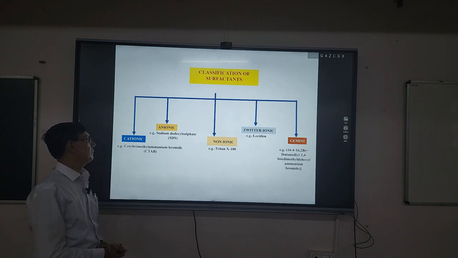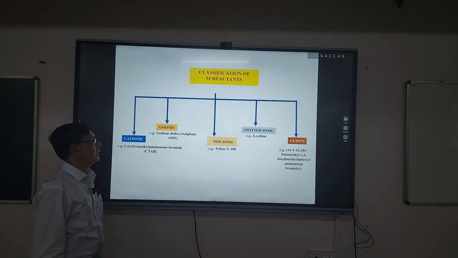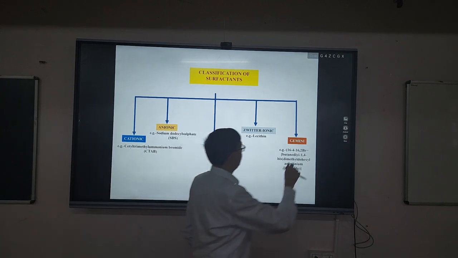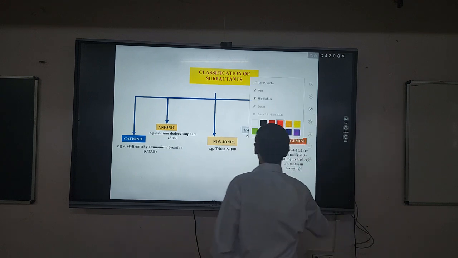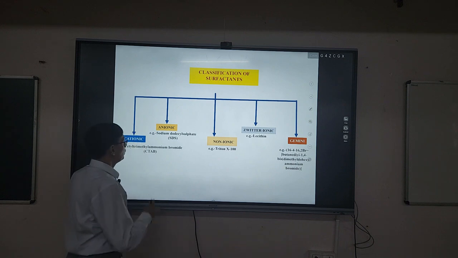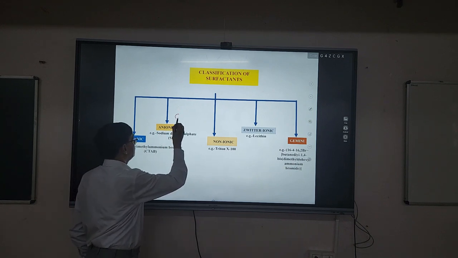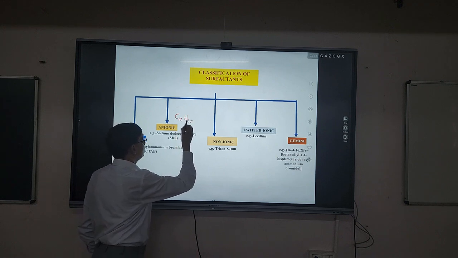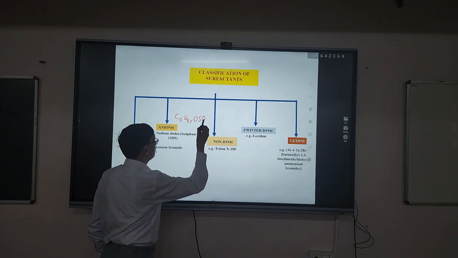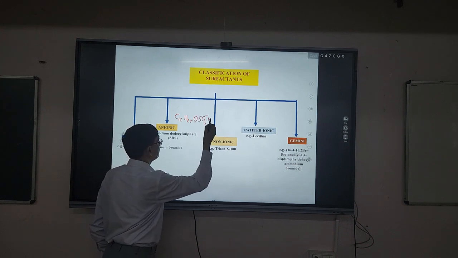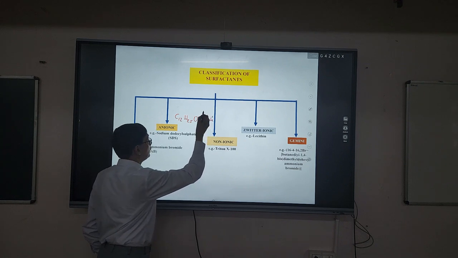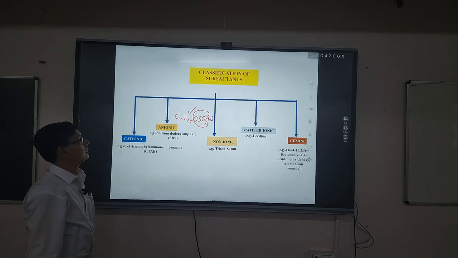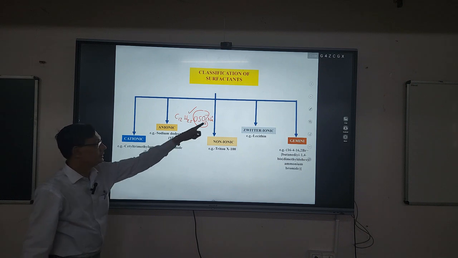Second classification is anionic surfactant, and again the most common surfactant is sodium dodecyl sulfate, C12H25OSO3Na. So the head group is anionic in nature. So this is anionic surfactant. This is counterion.